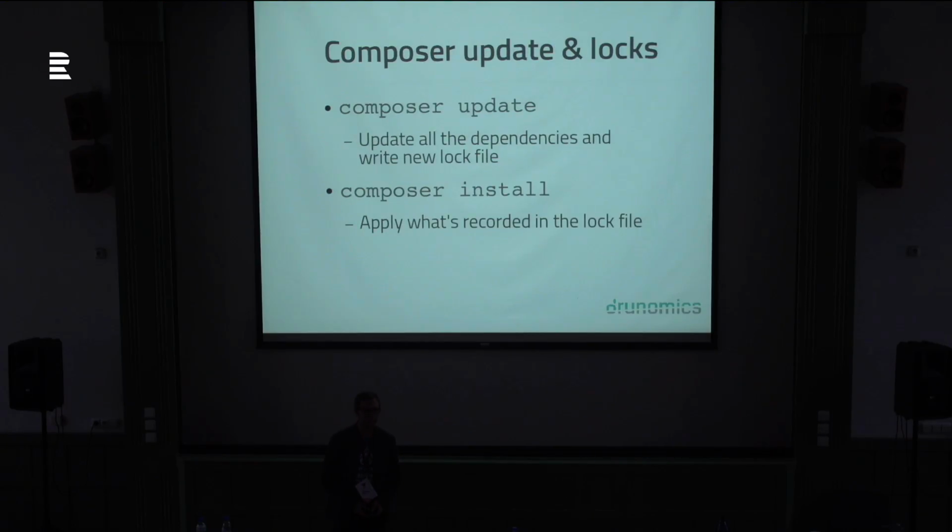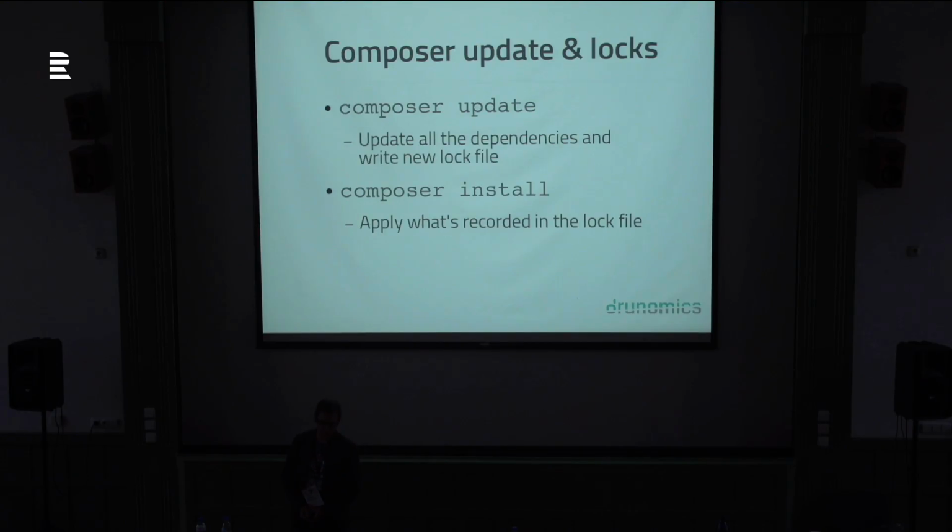Composer update is a command that you can use to check all your dependencies listed in composer.json, update them, and write new concrete versions in your lock file. So composer update always reads composer.json and generates a new lock file. And composer install then just looks at the lock file, so it only does what is recorded in there.